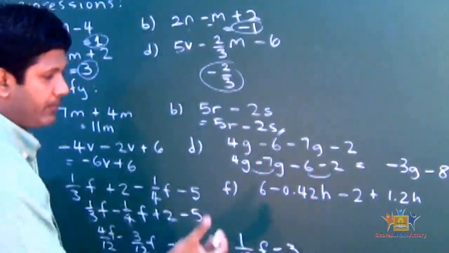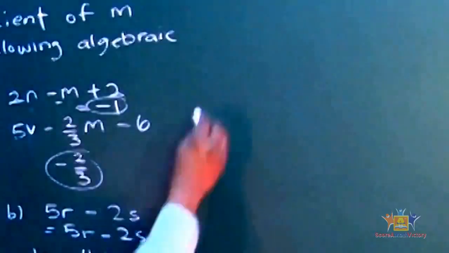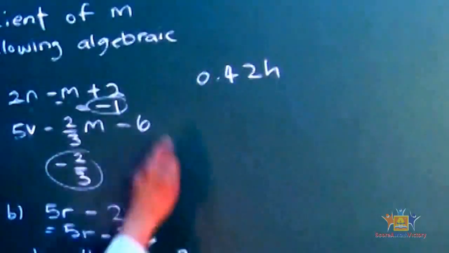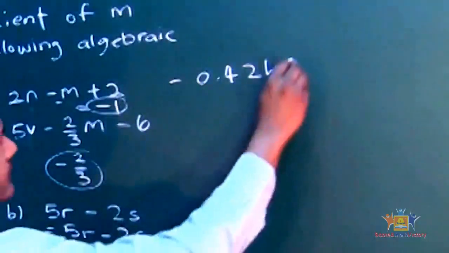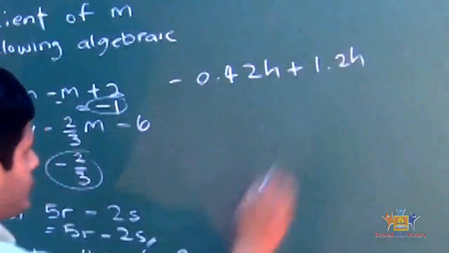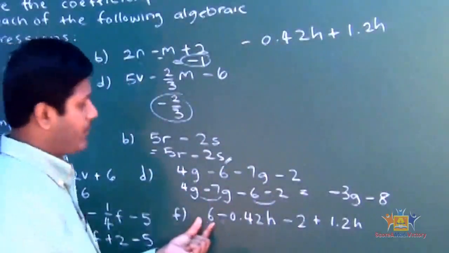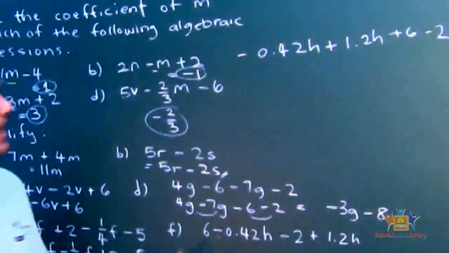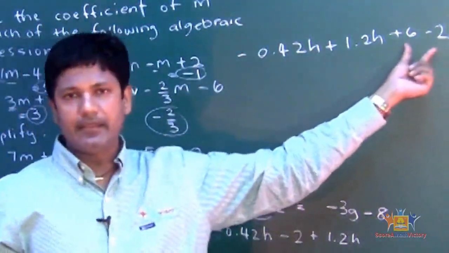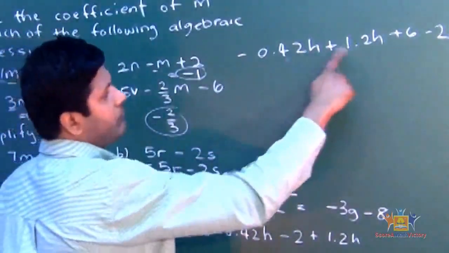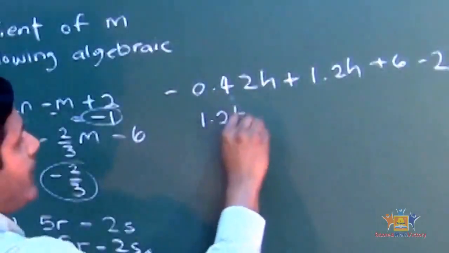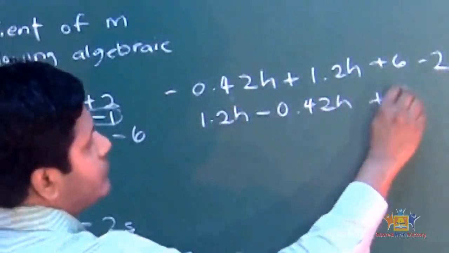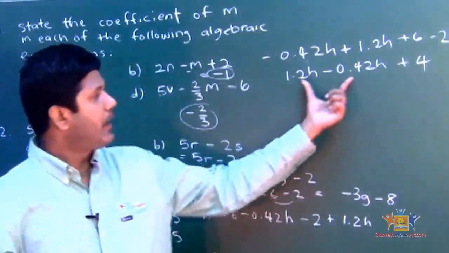So let's group them. Let's put the unknowns together. So I'm going to have 0.42h, but look at this, the negative belongs to that. So negative, and then plus 1.2h, and then 6 plus, see that, positive 6 minus 2. So now I can combine this and that. But look at this one, I can rewrite this one as 1.2h minus 0.42h plus 6 minus 2, which is 4. I can write that one. So now I can solve this one.